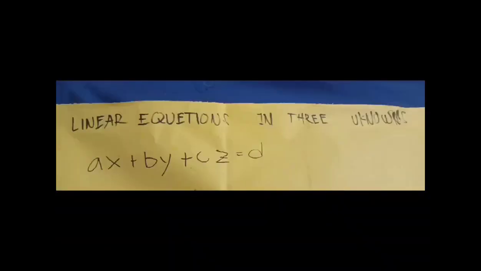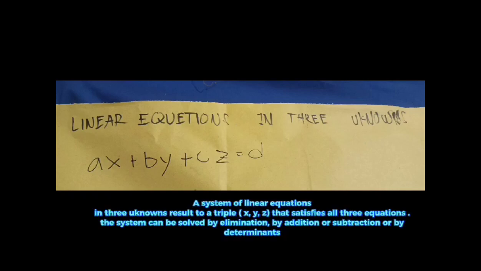So we are now into linear equations in 3 unknowns. Linear equations in 3 variables is in the form of ax plus by plus cz is equal to d. A system of linear equations in 3 unknowns results in a solution for x, y, z that satisfies all 3 equations. The system can be solved by elimination, by addition or subtraction, or by determinants.